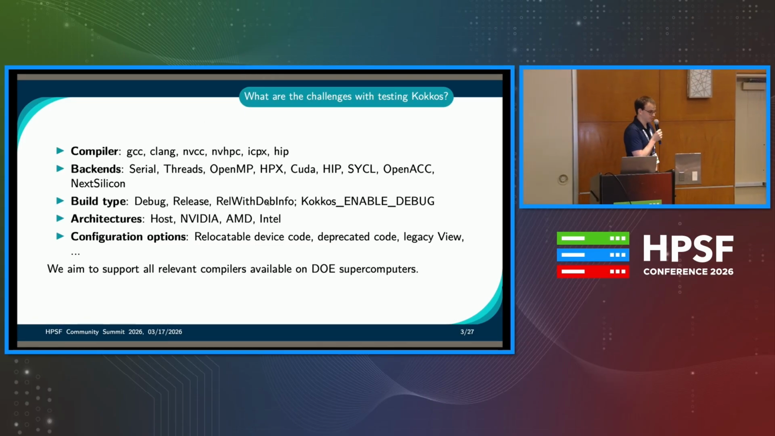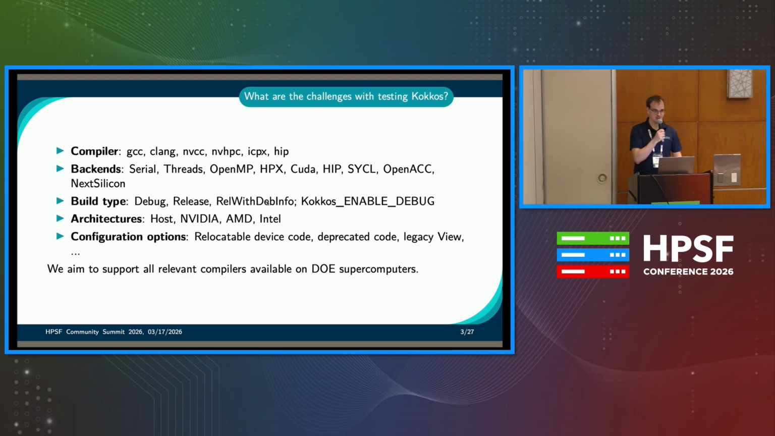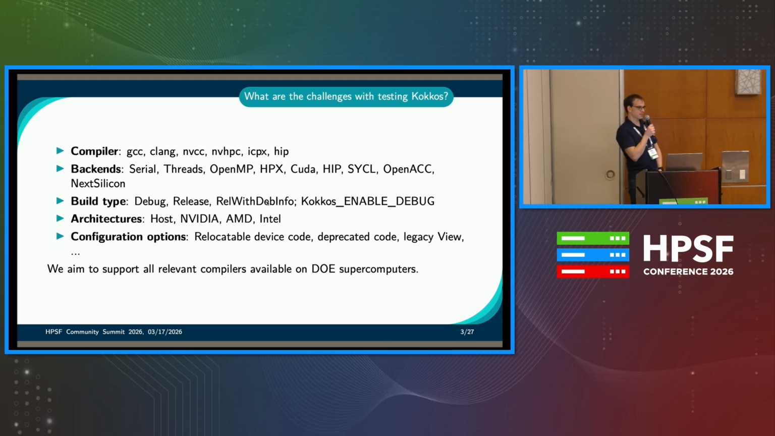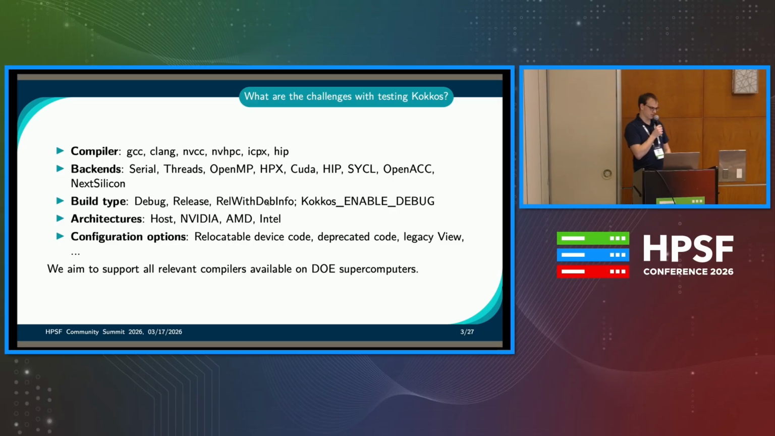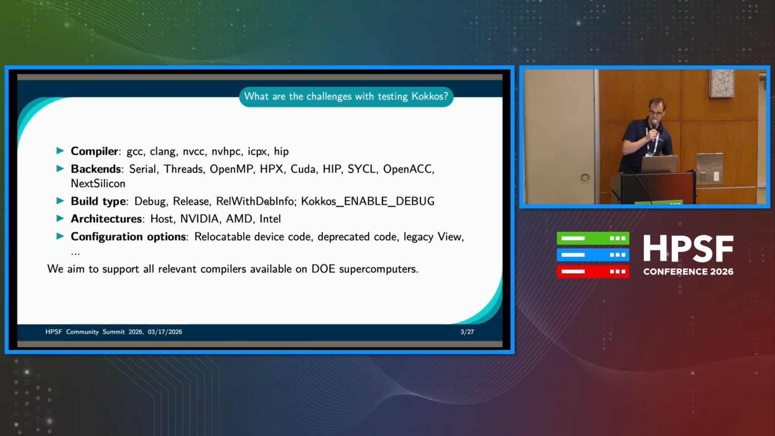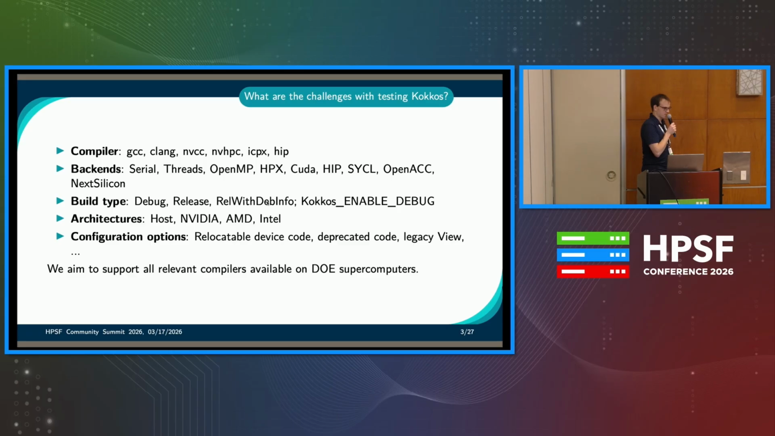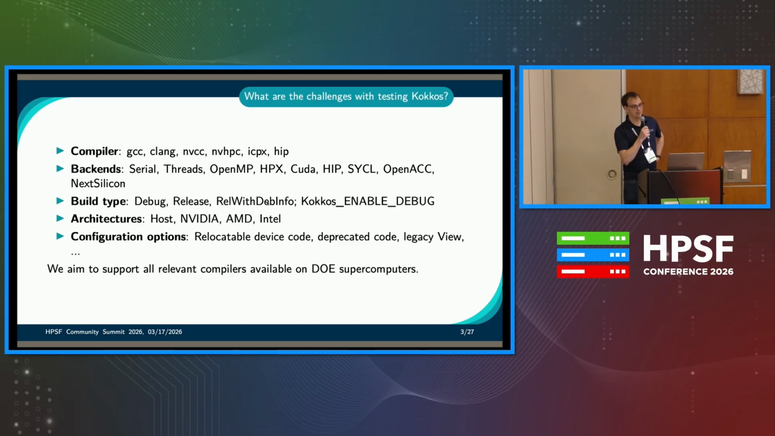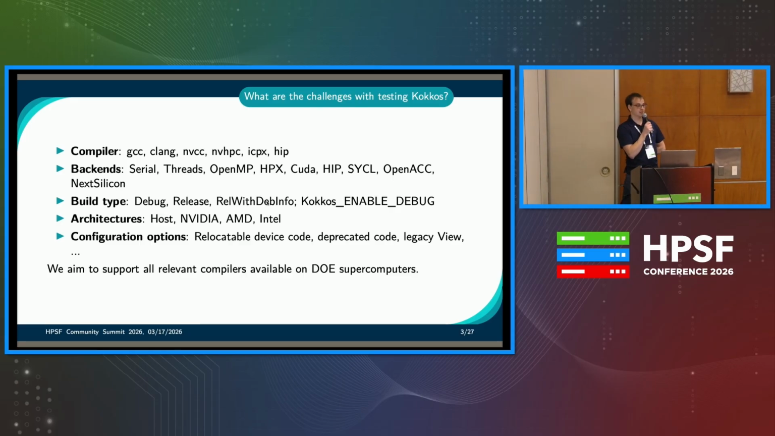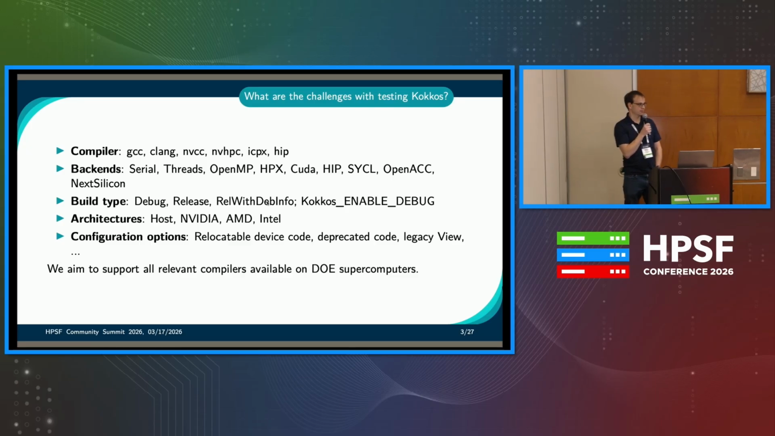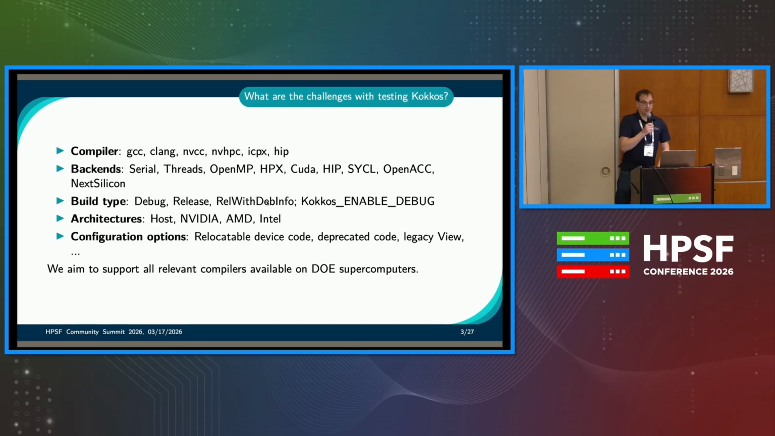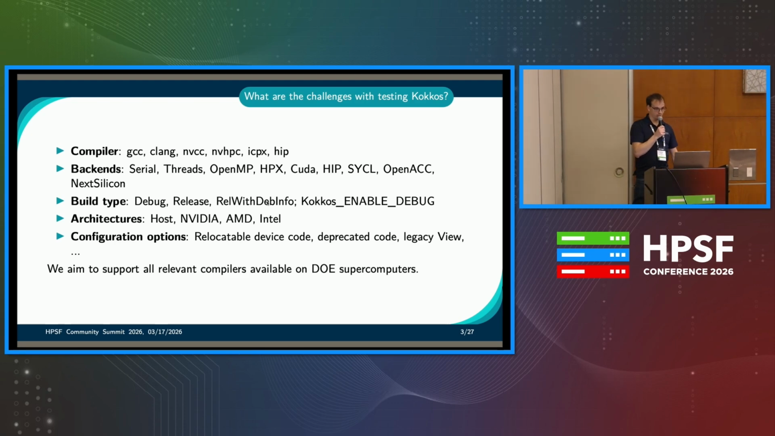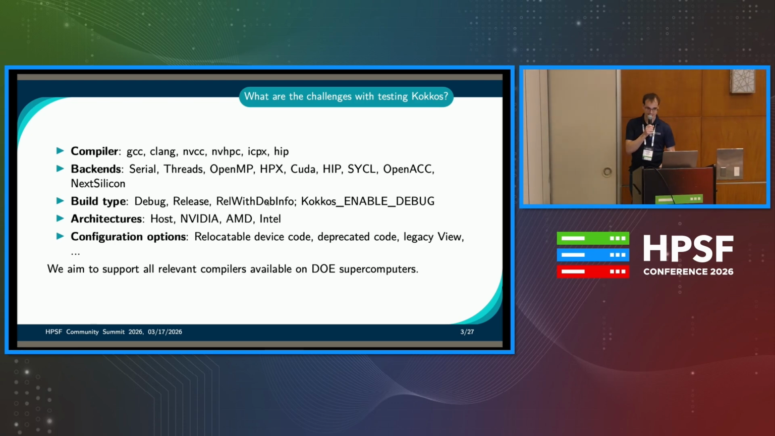We have a fair amount of configuration options. We strive to support everything that can be found in common setups, from laptops up to supercomputers, from very low compiler versions to the newest, best and greatest. That means we need to test a ton of compilers and compiler versions. Then we, of course, have a lot of backends, so everything you need to run on the supercomputers, on the host, and then also some more experimental backends like OpenACC and NextSilicon.